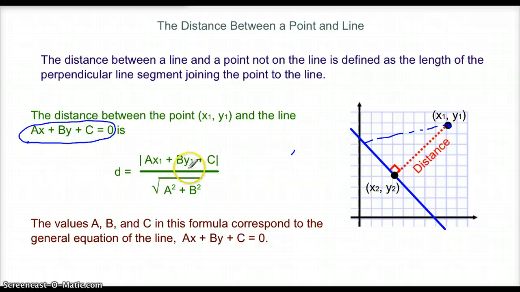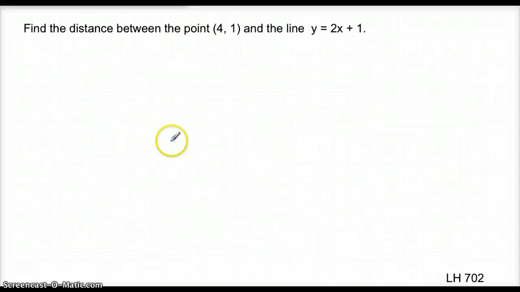Here is the formula for the distance. This A, B, and C, as well as this A and B, come from the coefficients in our equation that is in standard form. And the x1 and the y1 come from the point. So it's a matter of remembering the formula and plugging in the values. Let's take a look at the problem. We have the point 4, 1. Remember, this is going to be x1, this is going to be y1.